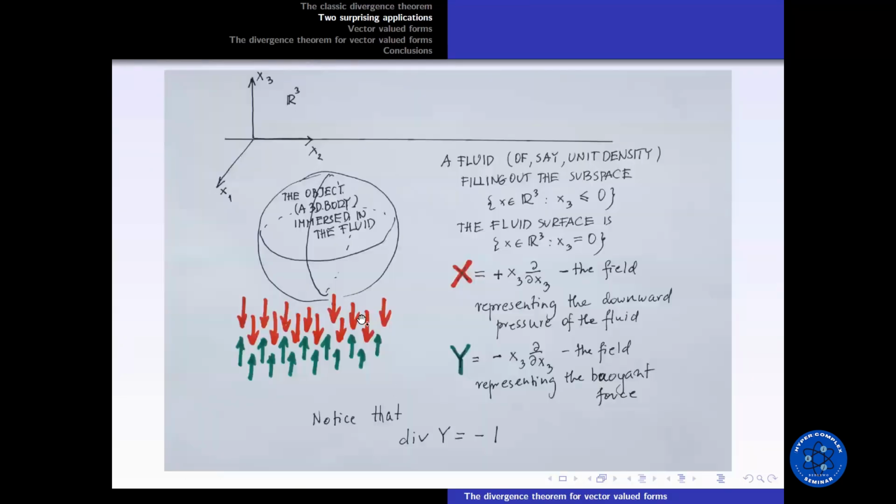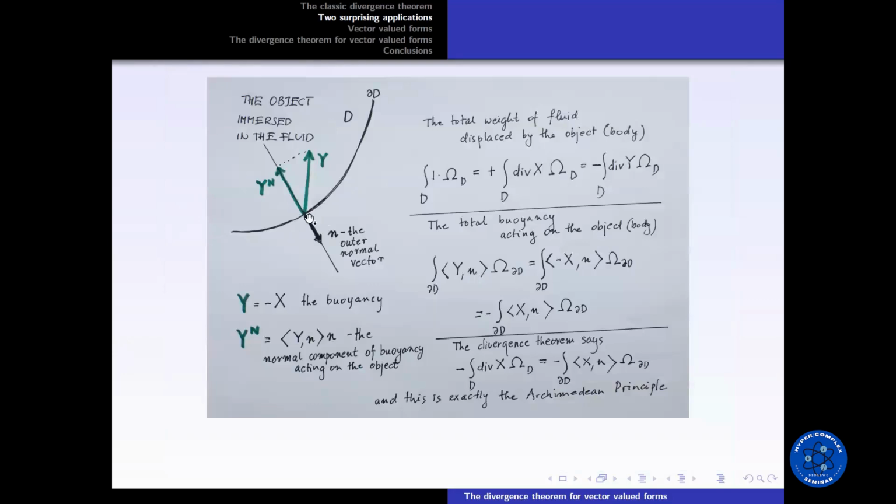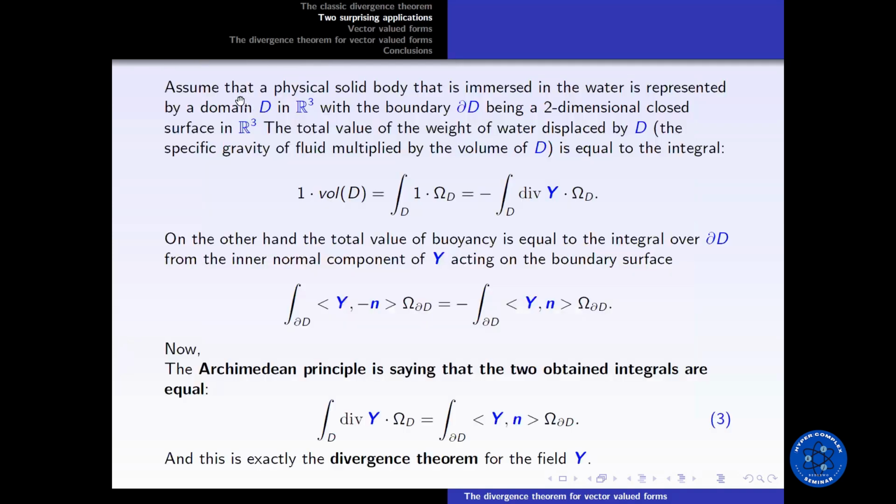The buoyant force acts on each point of the boundary. This is our force y, hooked at a point of the boundary. We have to project it onto the normal and integrate over the boundary to get the global buoyancy force acting on the body. Let's do that. Assume that the physical solid body is immersed in the water, represented by domain D, with the boundary partial D being a two-dimensional closed surface.